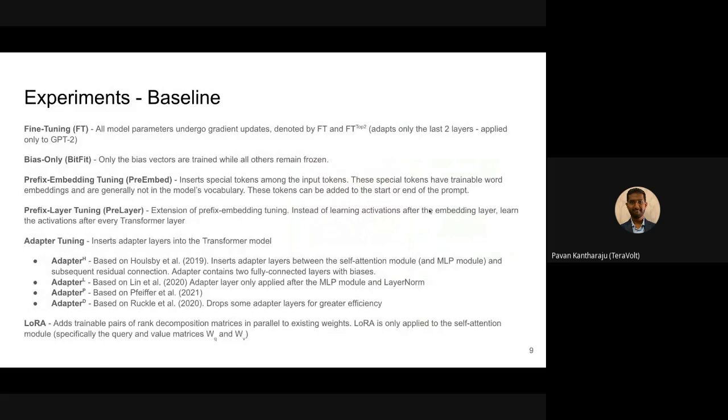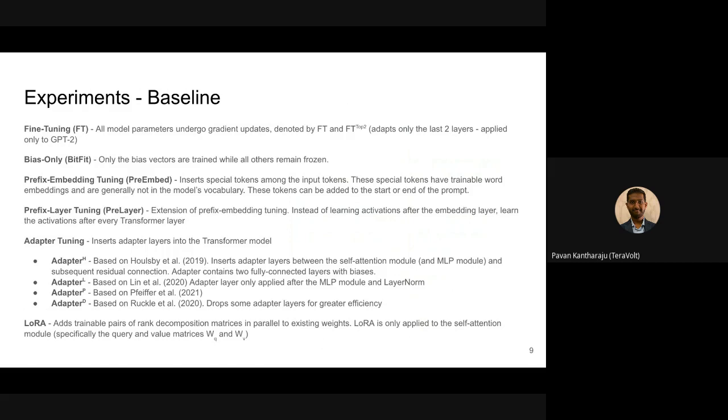Then I will go into the experiments from the paper. For their experiments, they use a few baselines. The first one being just fine tuning. So you take a pre-trained model and you fine tune the model. They do have one variant of that, specifically for GPT-2, where instead of fine tuning the entire model, they keep everything but the last 2 layers frozen and only adapt the last 2 layers of the model.